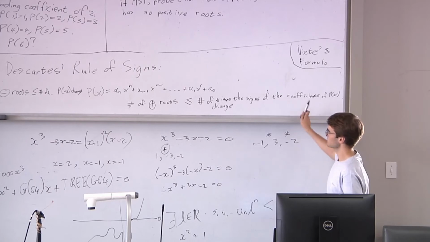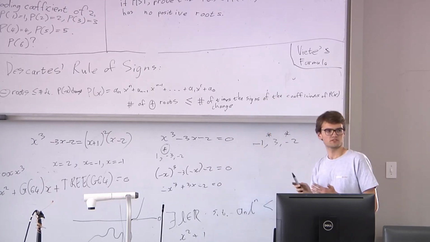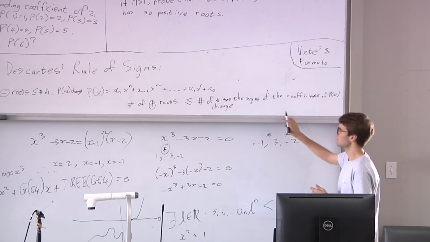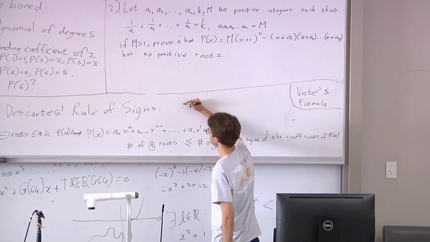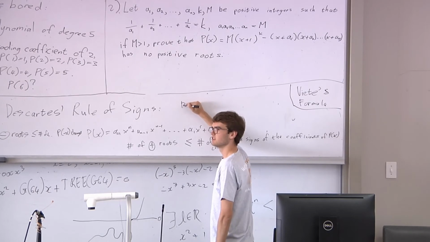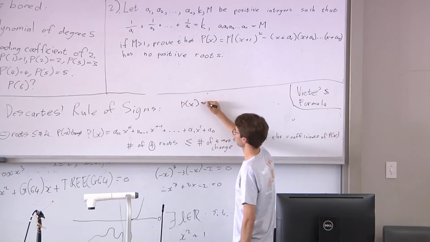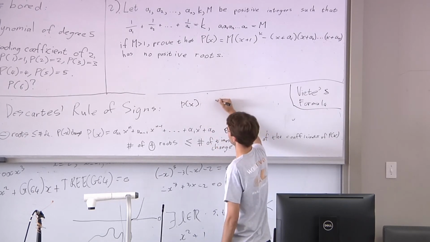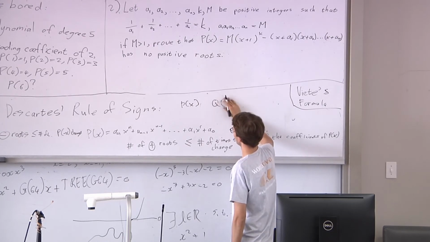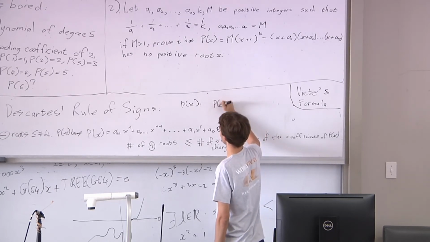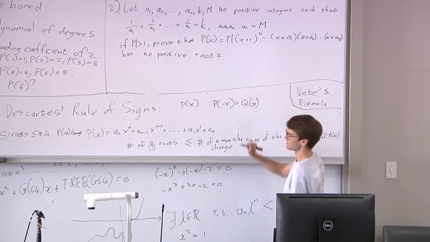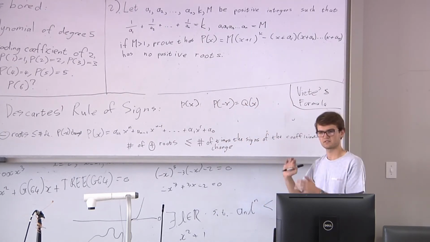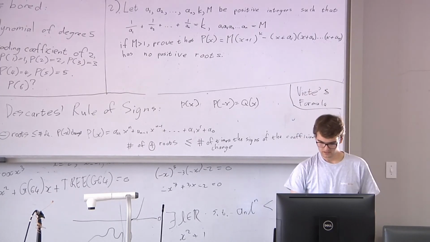You can see how those two things are related, because you could just consider, okay, so the positive roots of p of x are the same thing as the negative roots of this p of minus x, this q of x. So that's why the two statements look so similar. Okay.